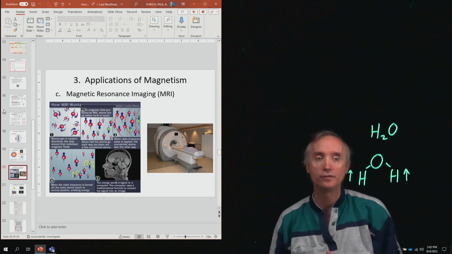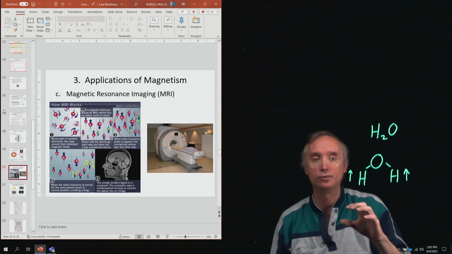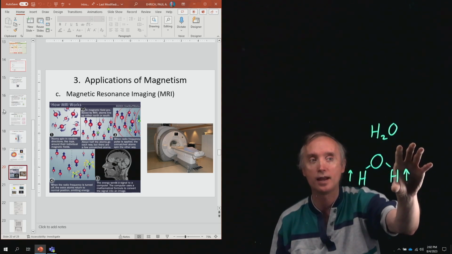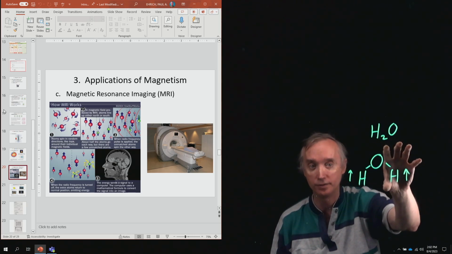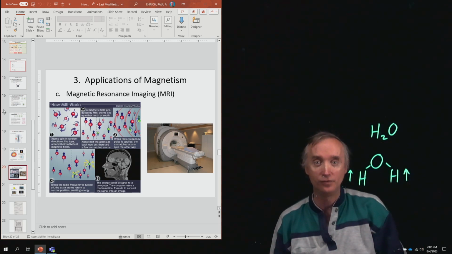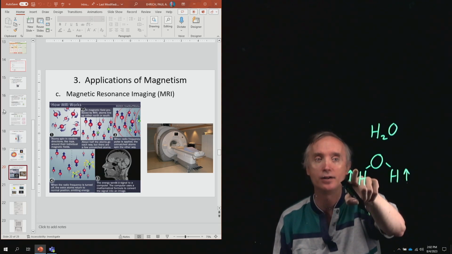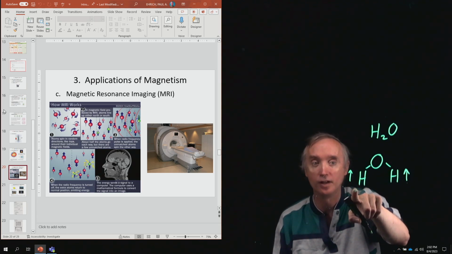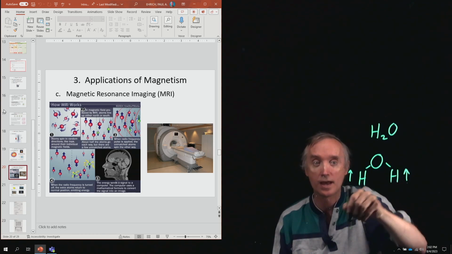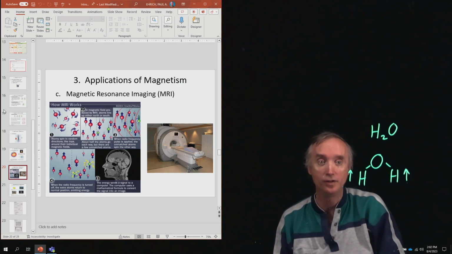So that if you were to put a subject that has water in it into a strong magnetic field, then what's going to happen is that these hydrogens are going to flip. And so the hydrogens are going to flip so that they are oriented with that external magnetic field.